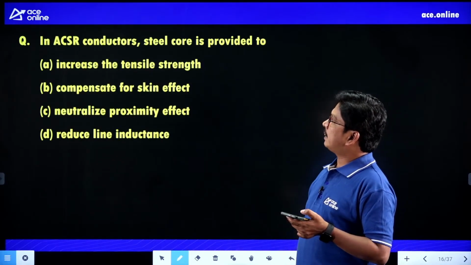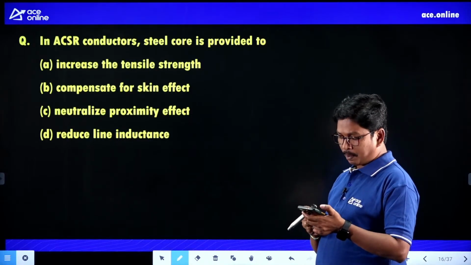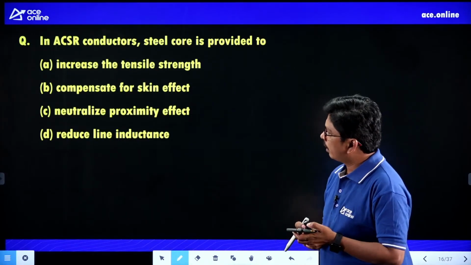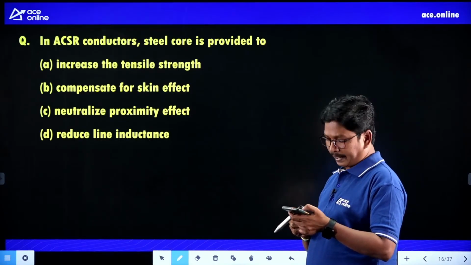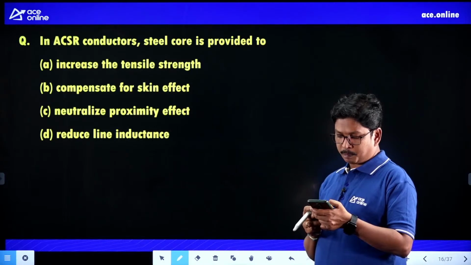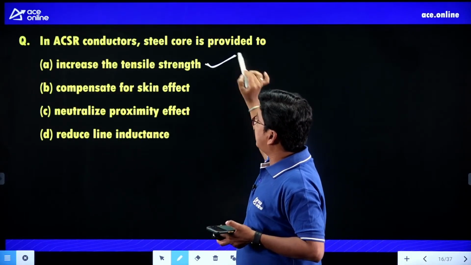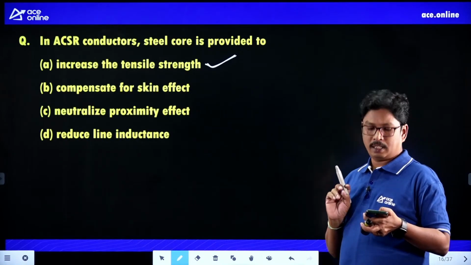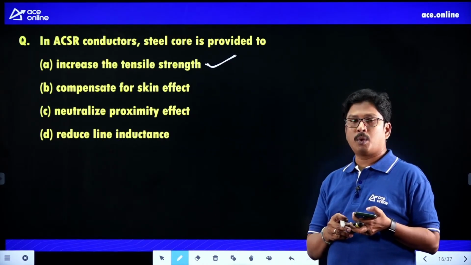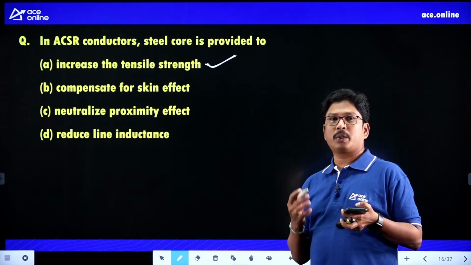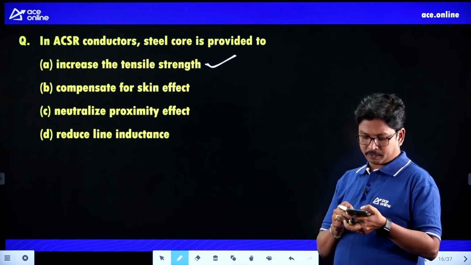Right. In ACSR conductors, steel core is provided too. What is the purpose of providing steel core? Increase the tensile strength, or compensate for skin effect, neutralize proximity effect, reduce the line inductance. So what is the purpose of using steel core? Why steel core is provided? To increase the tensile strength of the conductor. We are providing the steel core. So the all aluminum conductors or homogeneous conductors have more sag because of less tensile strength, and we are adding steel core to increase the tensile strength, so that we reduce the sag. Yes. Very good.